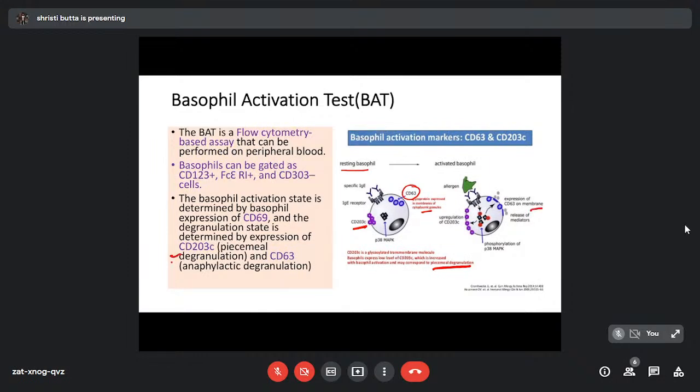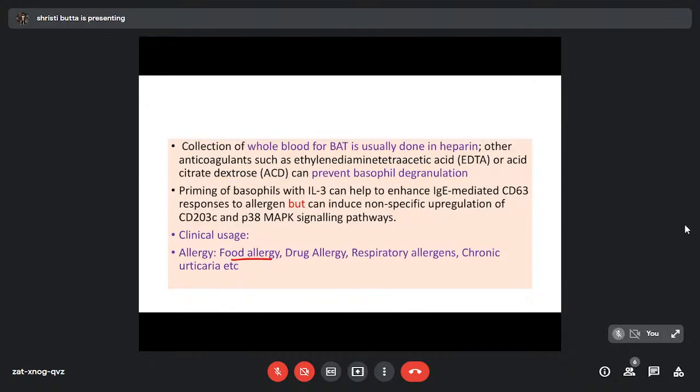So upregulation of CD63 and CD203 are very important for basophil activation test. But what is the use of this test? The clinical use is in allergy: drug allergy, food allergy, respiratory allergens, chronic urticaria, etc. So now from the skin prick test or the patch test that we are using for allergy, we can now go in for a flow cytometry based basophil activation test.